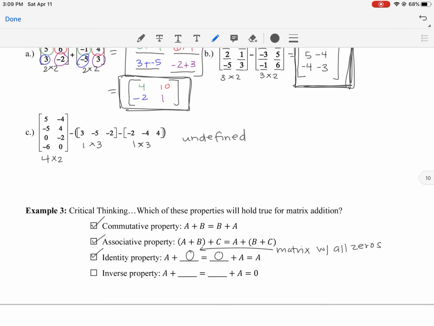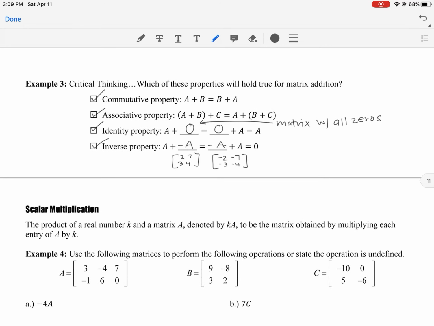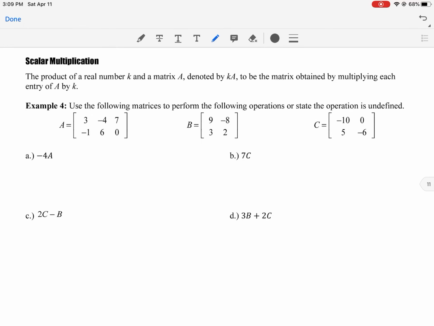That does work. And then, is there some inverse? The inverse property for addition would be, if I took my matrix A, let's say it was the matrix 2, 7, 3, 4, your inverse for the additive property is just -2, -7, -3, -4. So you could just add a -A. All your regular properties that hold true in our base 10 system also work here. Keep that in mind though, because in a minute that may not be true.